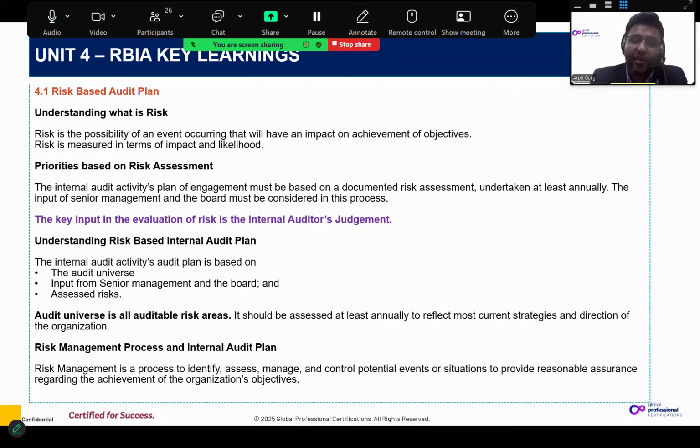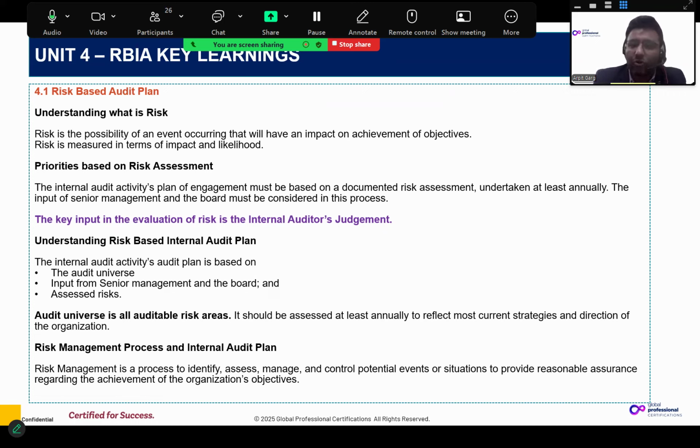People, I'll repeat that the input of senior management and the board must be considered in this process, but however the final input in evaluation of the risk is whose? Can you all say that the key input in the evaluation of the risk is the internal auditor's judgment? So we can always consider the input coming in, but the key input in the evaluation of the risk is the internal auditor's own judgment, right?